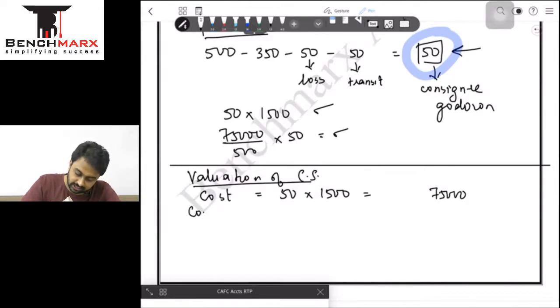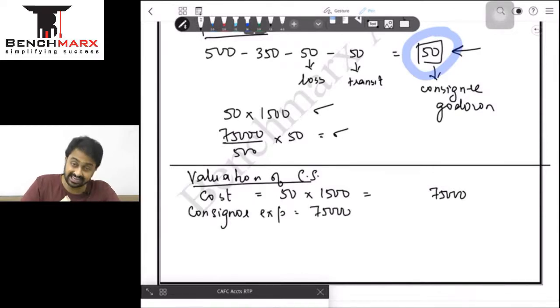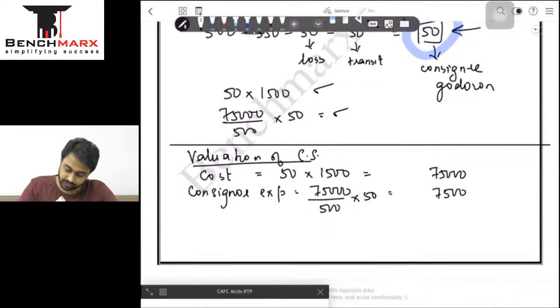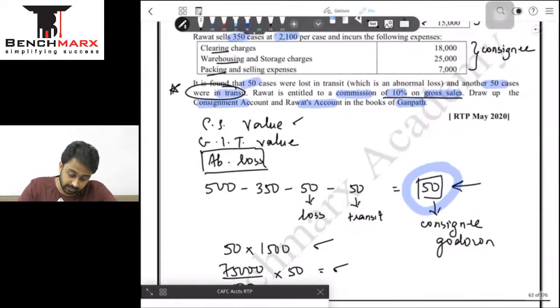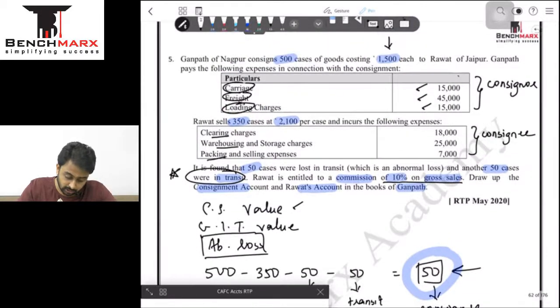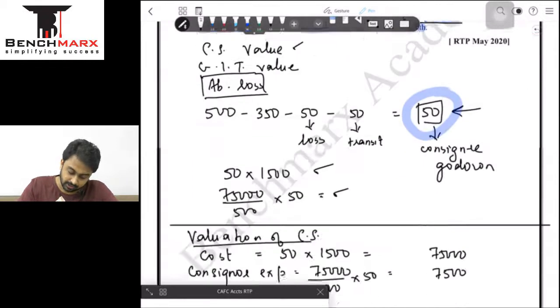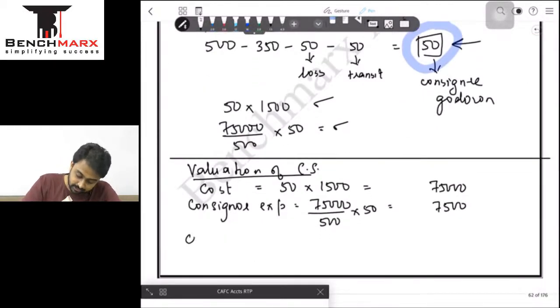Then there is the consignor expenses. This appears to be 75,000 consignor expenses. This was spent on 500. So how much on 50? This appears to be 7,500. So this becomes 7,500. Okay. Consignor expenses in transit. We are doing stock valuation. Okay. Then consignee expenses.